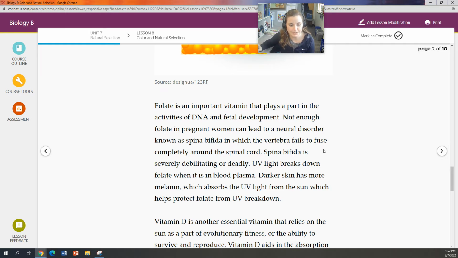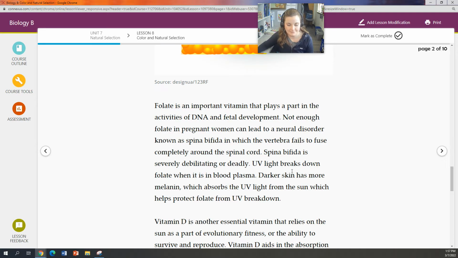There are two really different vitamins at play here: folate and vitamin D. Folate is a vitamin that plays an important role in the activities of DNA and fetal development. When you are pregnant, you are told to take folic acid as part of your prenatal vitamins, and it's even better to take it for years prior to wanting to have a baby.